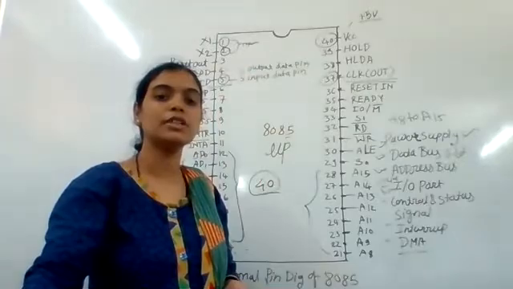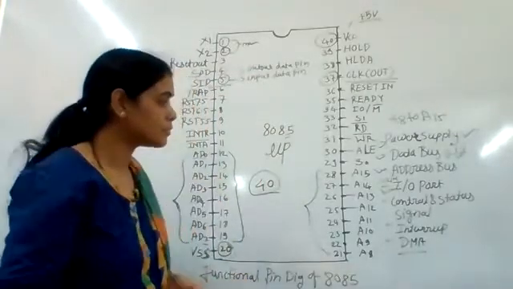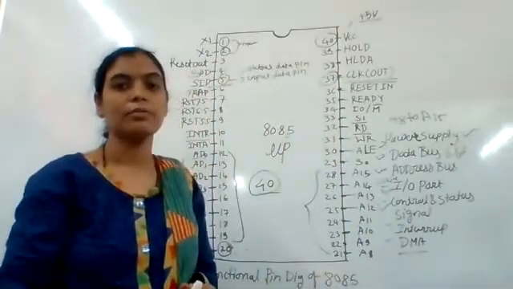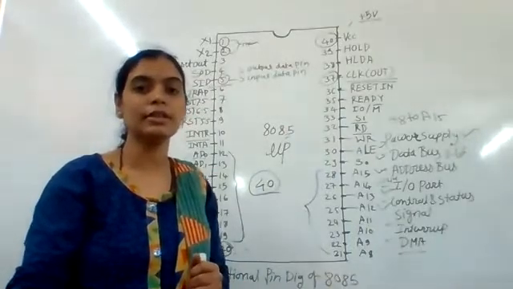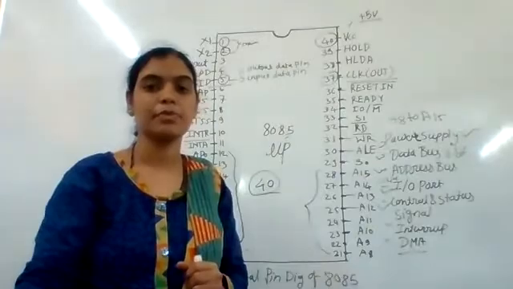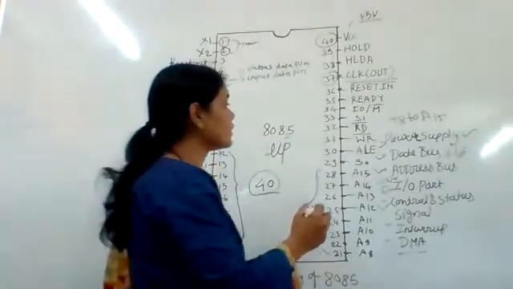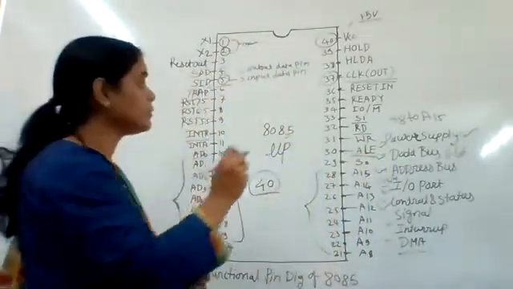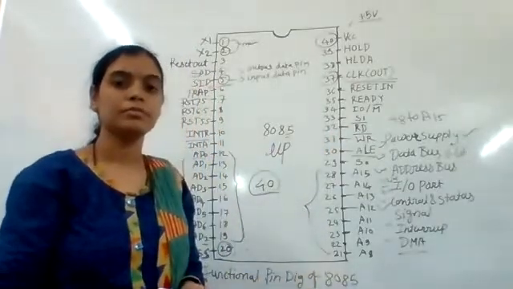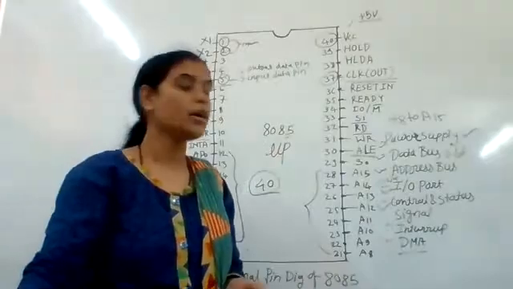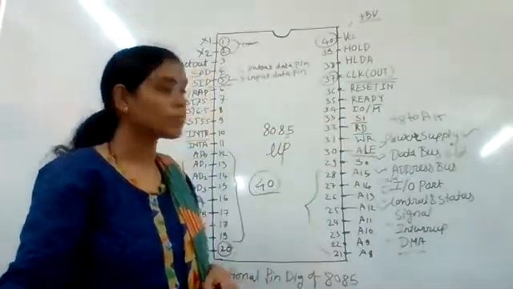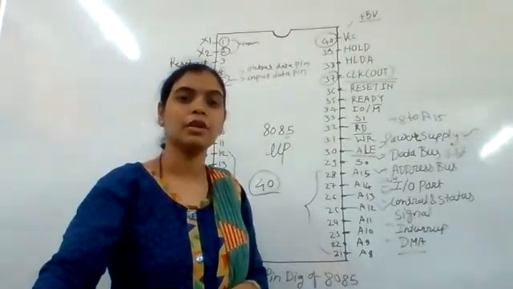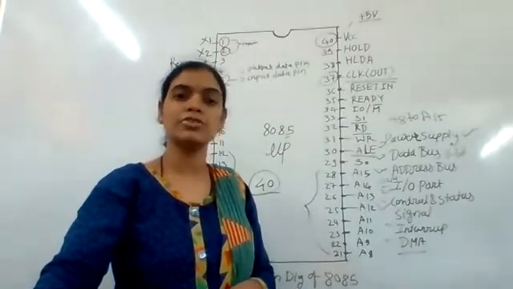Now next we see the control and status signals. Basically, the control and status signals have 6 pins: ALE, RD, WR, IO/M, and S0 and S1. These are the control and status signal pins.